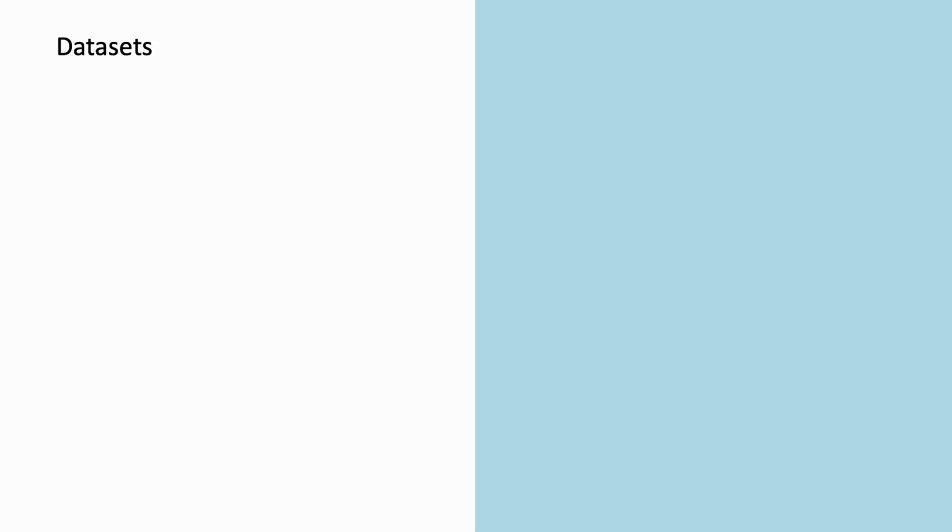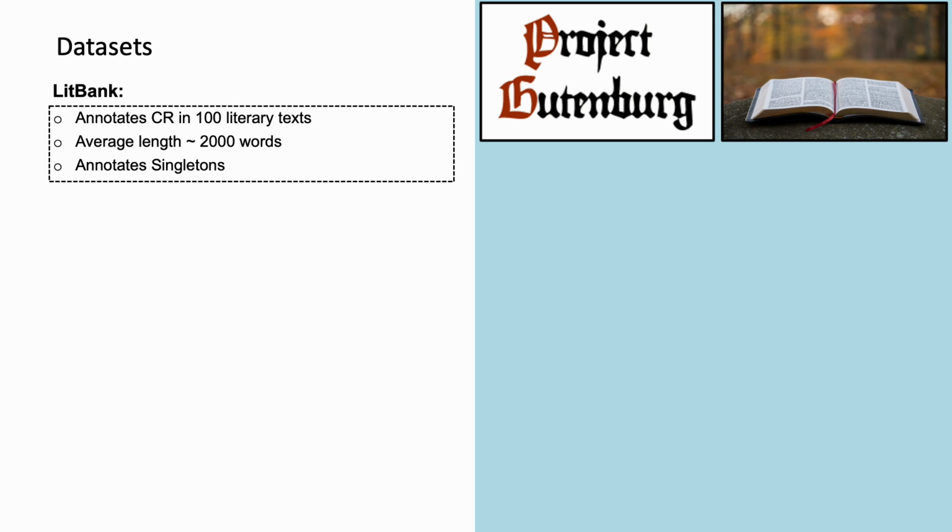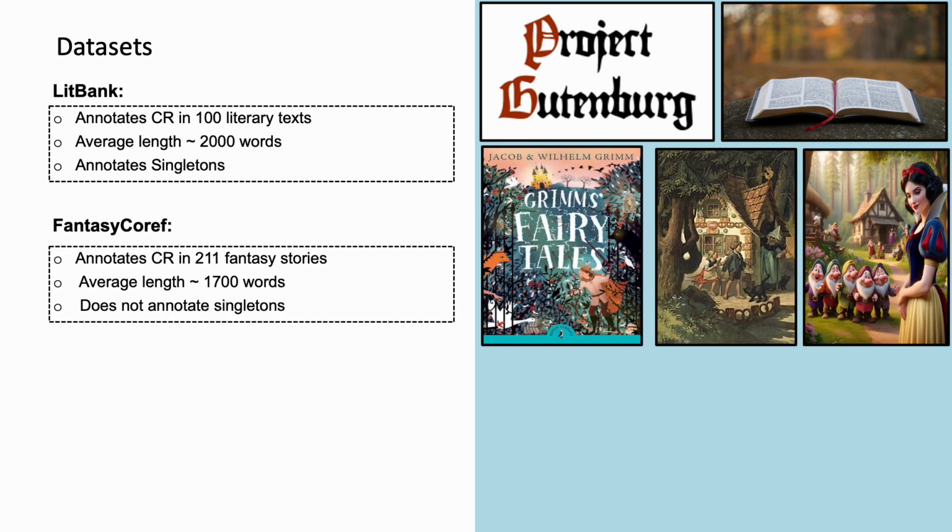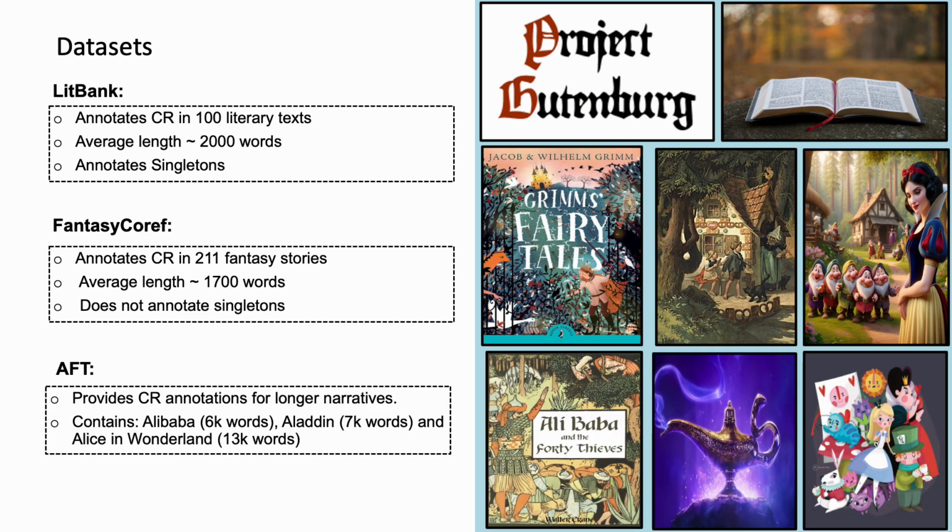Coming to datasets, we evaluate on 3 datasets, the first being LitBank, which annotates CR in 100 literary texts whose average length is around 2000 words. They annotate singletons, that are those entities with a single reference in a given text. The next dataset is Fantasy Coref, which annotates CR in 211 fantasy stories with an average length of 1700 words. AFT consists of CR annotations for longer narratives.